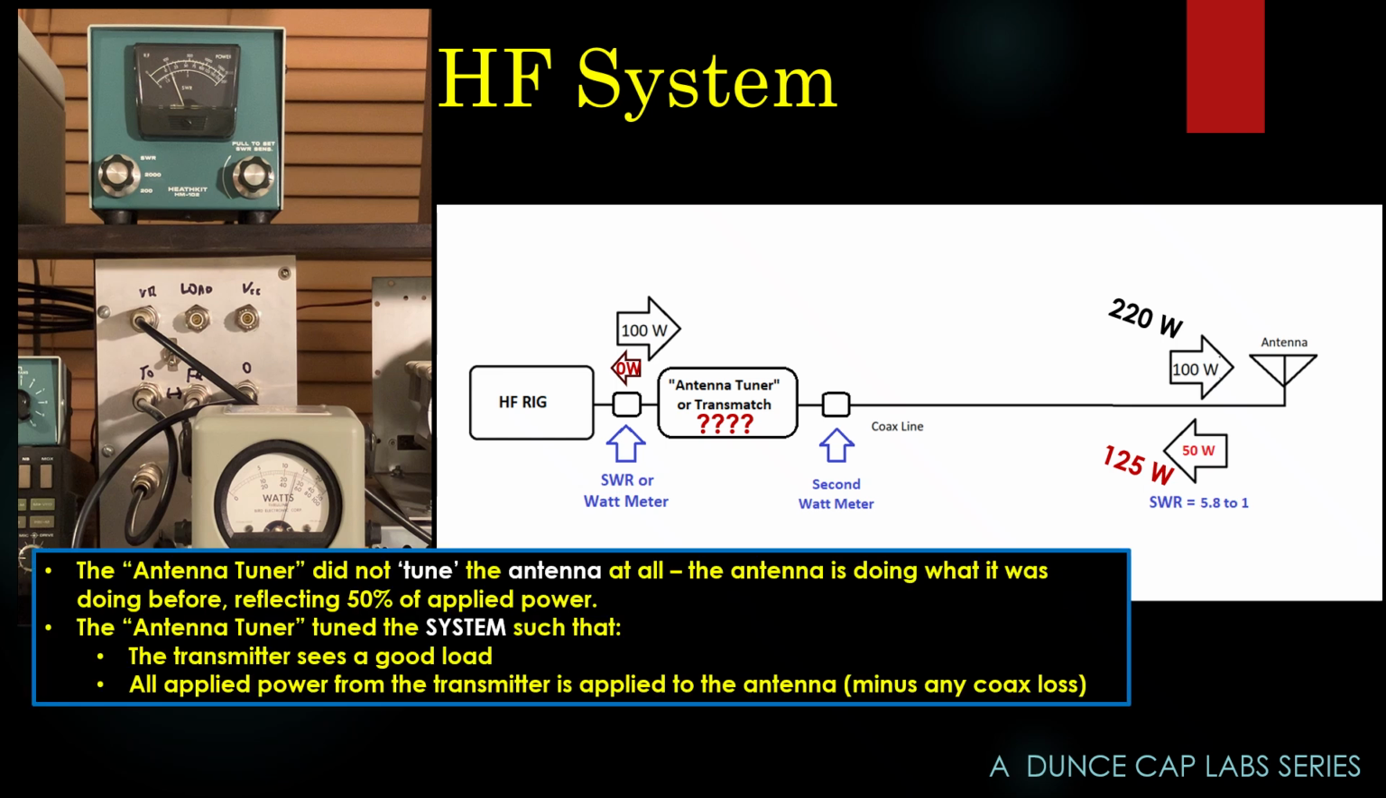So we see what happened here. The antenna tuner did not tune the antenna at all. The antenna is doing what it was doing before. It reflects 50% of the power applied. But the antenna tuner tuned the system such that the transmitter sees a good load and all applied power, or most of it, from the transmitter is eventually applied to the antenna. The only loss we're going to have, the only real loss, is in the coax.